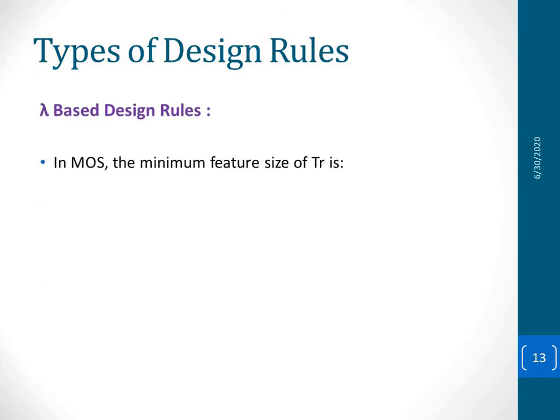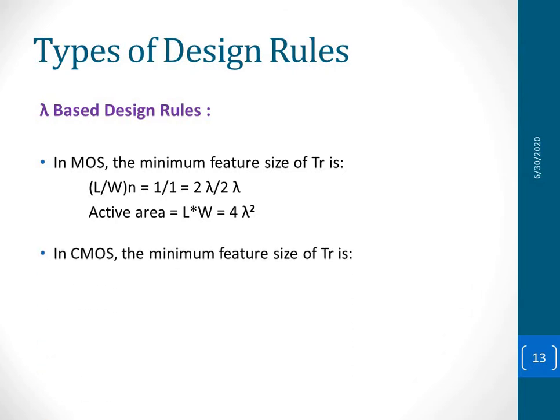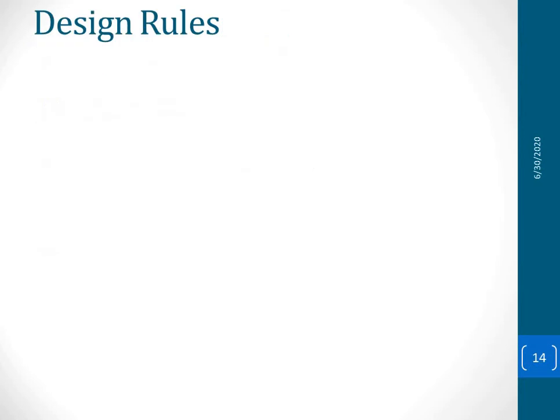In NMOS, the minimum feature size of transistor is L by W, 1 by 1, which is nothing but 2 lambda by 2 lambda. For active area, it is length into width, which is 4 lambda square. In CMOS, the minimum feature size of transistor is L by Wn. For NMOS, it is 1 by 1.5, which is 2 lambda by 3 lambda, and active area is length into width, which is 6 lambda square.